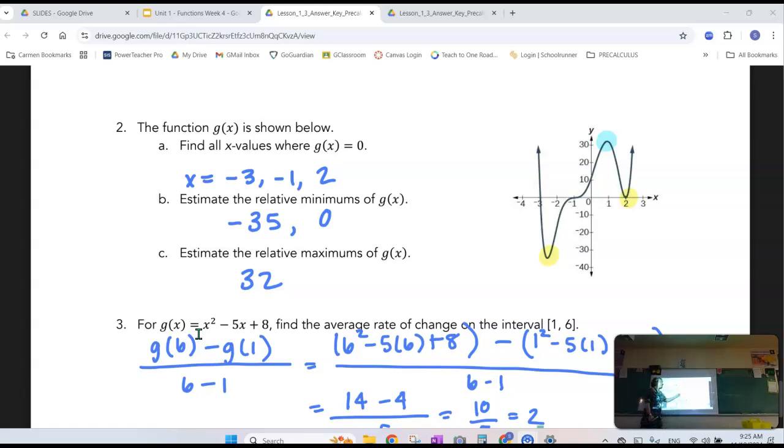But when it's talking about minimums and maximums, we are usually thinking about the y values, right? Whereas this one, we're focused on the x values. So for our maximums and minimums, we have -2 to -35 at 0 to 0, right?